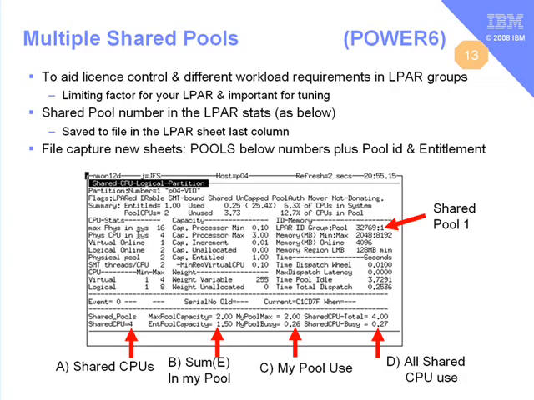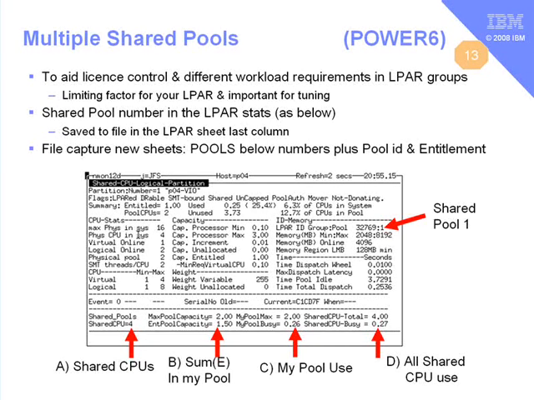This means that we can guarantee that we're legal and above board with our licenses, but at any one time the CPUs can actually be moved between those logical partitions on demand and as needed at any one particular point in time. There's another reason for using multiple shared pools, and again this is for performance control, if we want to make sure that some logical partitions get more resources than others.